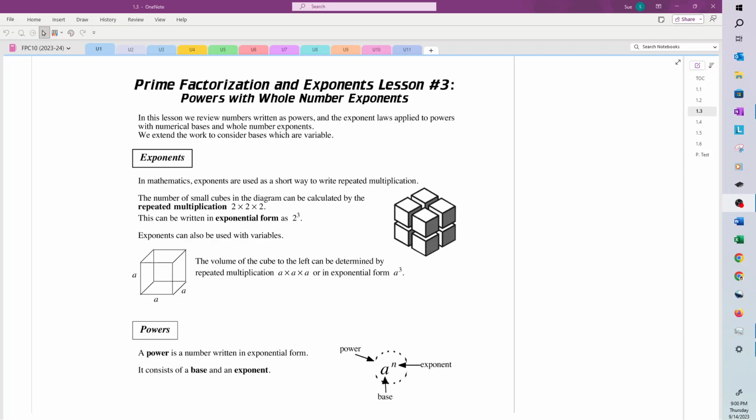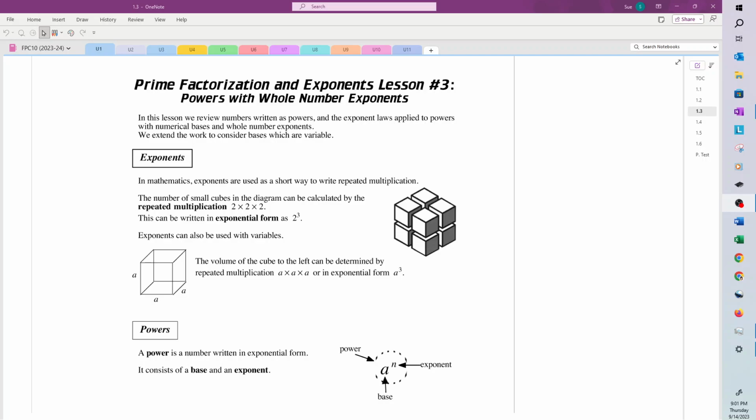Hello, this is lesson 1.3 for Pre-Calculus 11. Prime factorization and exponents. This is you doing powers with whole number exponents. And this should be review, because this is the beginning of, anyways, grade 10 stuff.